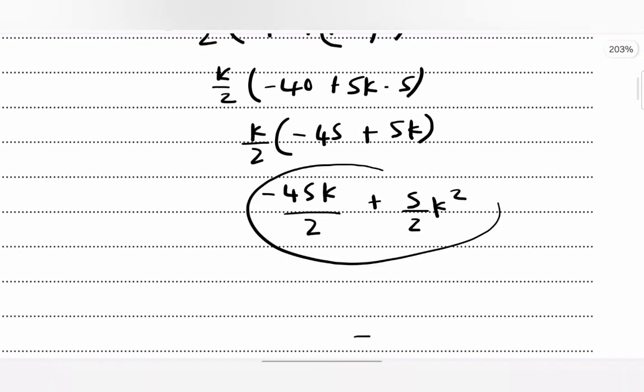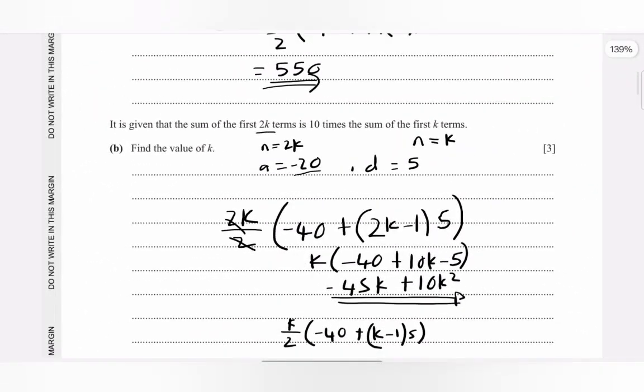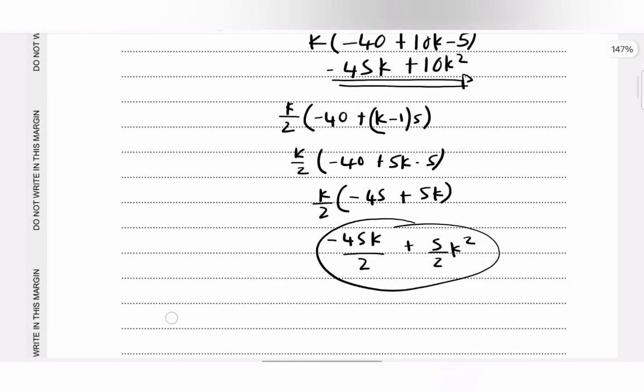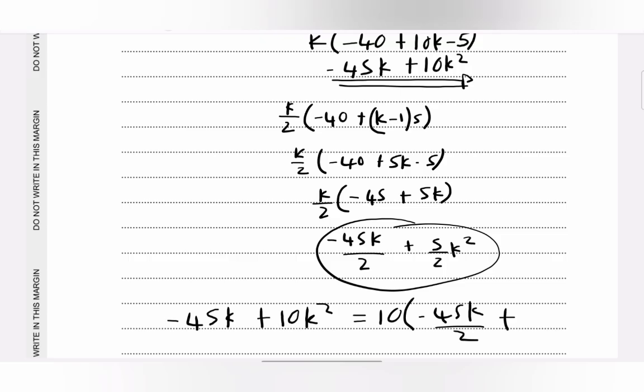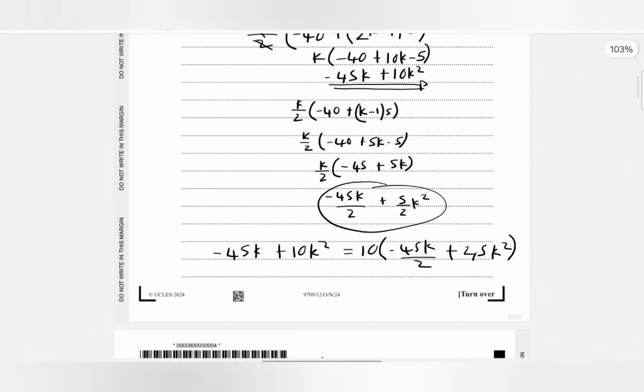So now with this, since the question said the sum of the first 2k terms is 10 times the sum of the first k terms, we're going to say minus 45k plus 10k squared, which is the sum of the first 2k terms, is 10 times the sum of the first k terms, which is minus 45k over 2 plus, let's just write that as 2.5k squared.